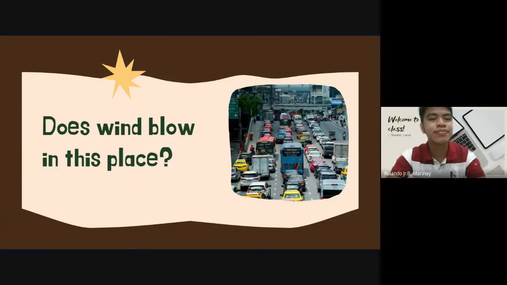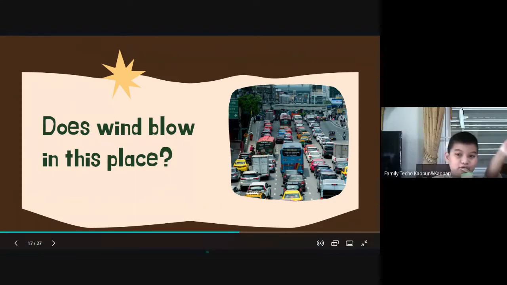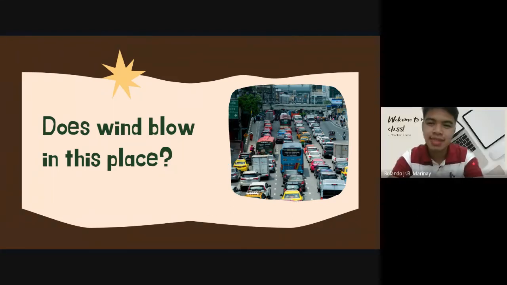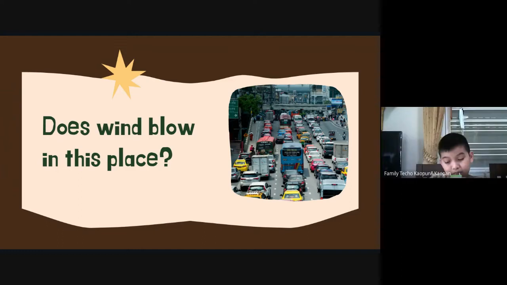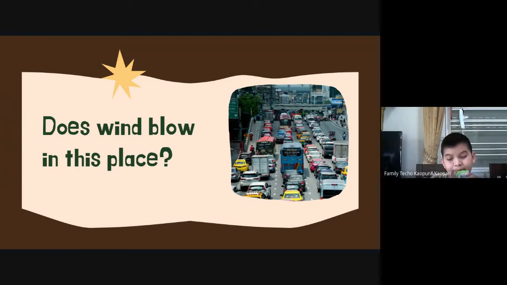Okay, next. Does wind blow in this place? You think so? Yes, it does. The wind is not very strong in this place, but the wind blows. The wind blows in this place, though it's not too strong. It's called calm wind. This is a calm place. Next.